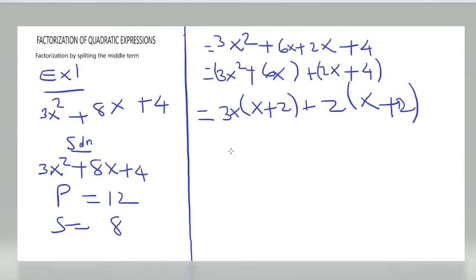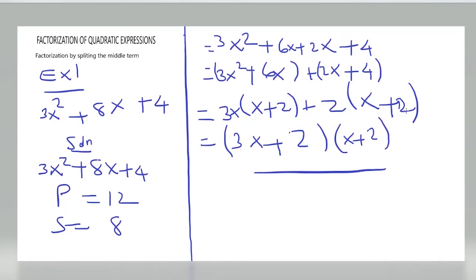Now the answer will be equal to: add the values outside the brackets, 3x and 2, then I have (3x plus 2), and take the common value inside the bracket. And always remember, when we reach this stage, the values inside the brackets are always the same. If they differ, then you should identify a fault, a problem. So this one will be x plus 2. This is the answer.